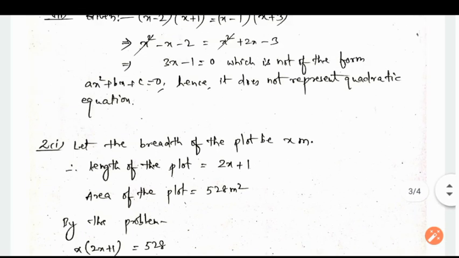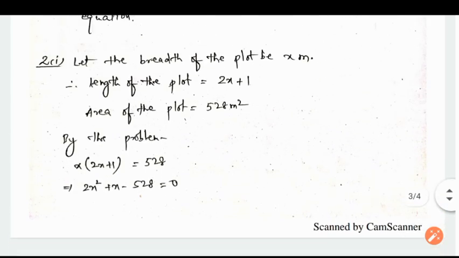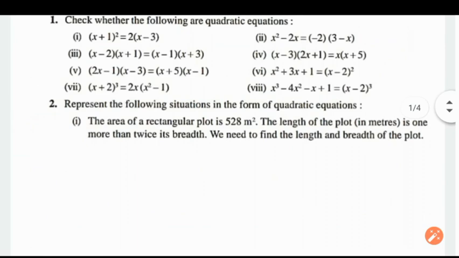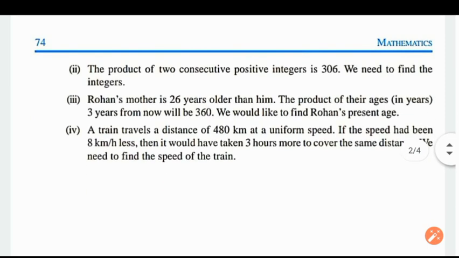Now let's see which part I have done. Okay, part 3. So what is the question in part 3? Let's see. In question number 2 part 3, what we have? Rohan's mother is 26 years older than him.